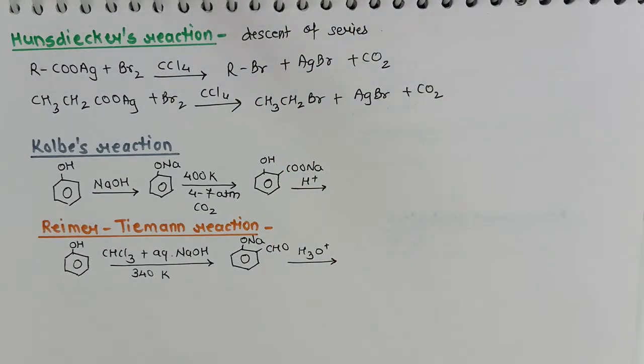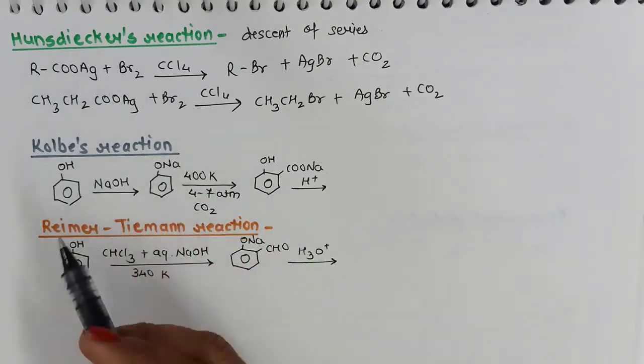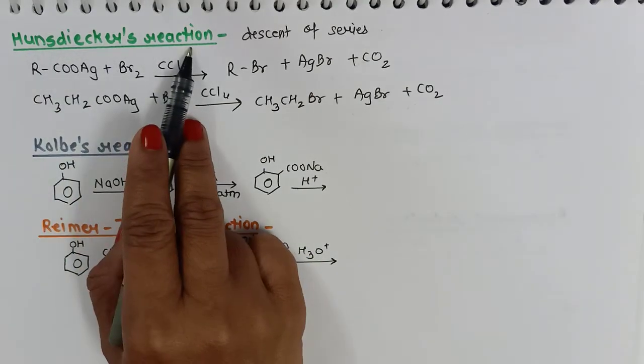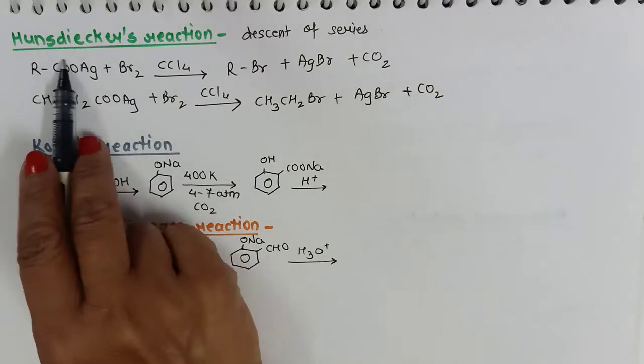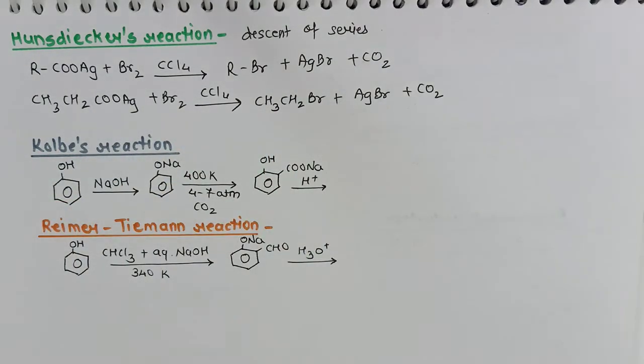Again I am repeating, in such type of questions like name reaction, the question will be a direct question, that write an equation representing Hunsdiecker reaction, Kolbe's reaction. In such case, you can write a general equation as well as you can write the example also. Moving on to the next reaction, Kolbe's reaction.